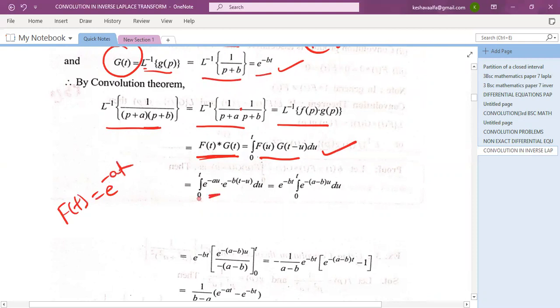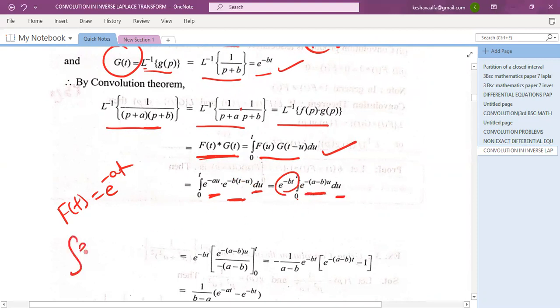So f of u is e power minus a u, and g of t minus u is e power minus b into t minus u. Just replace t minus u in the place of u. So we are integrating with respect to u, that is e power minus bt is constant. So integral 0 to t e power minus of a minus b u du.